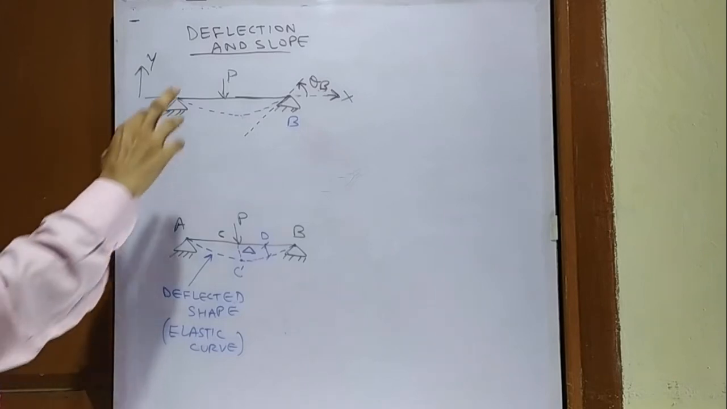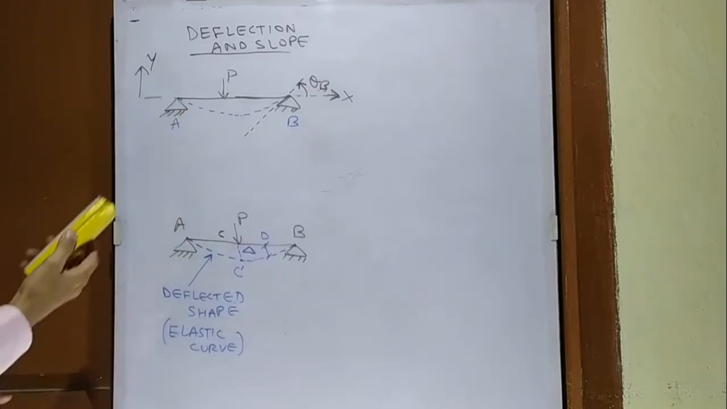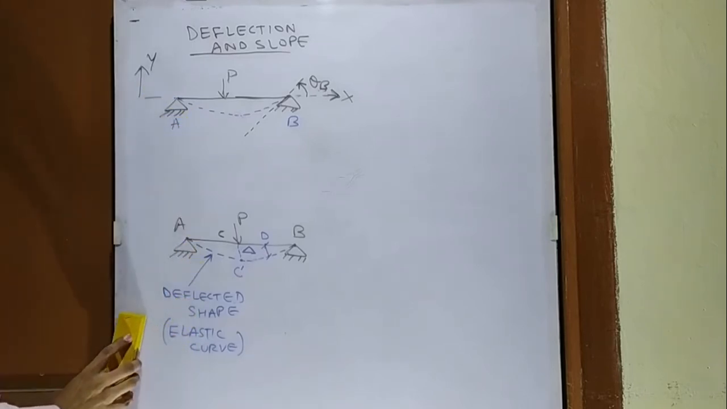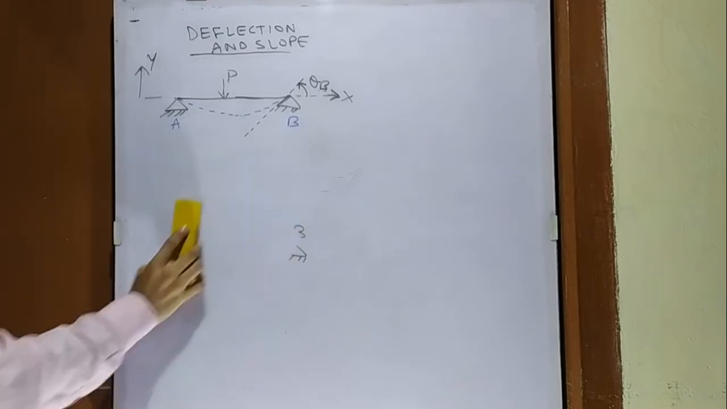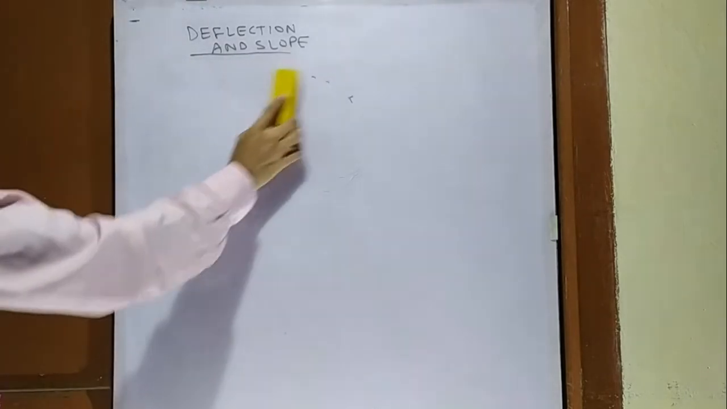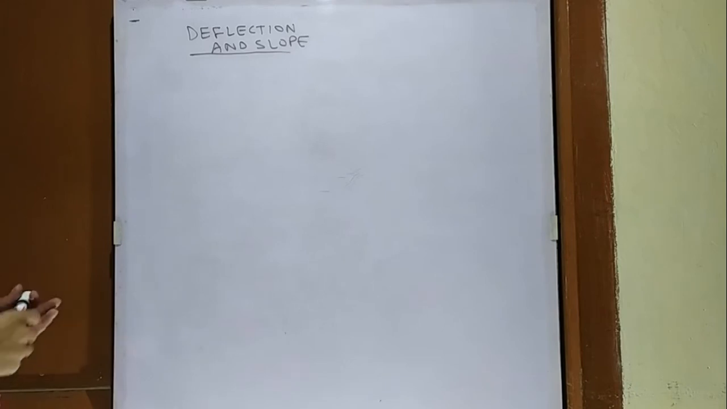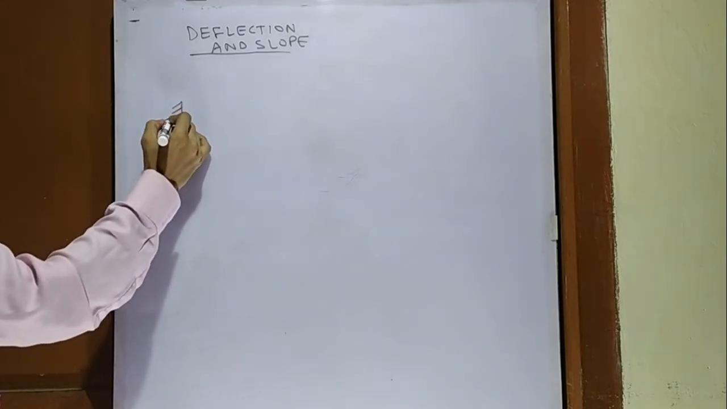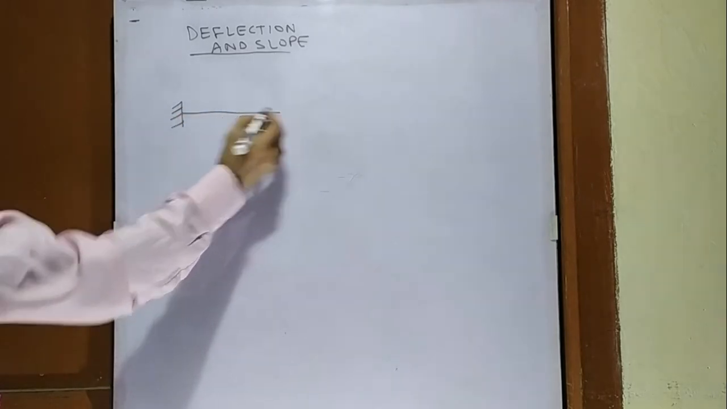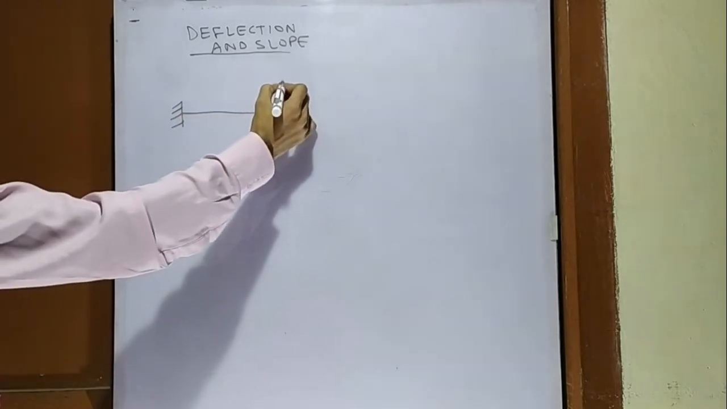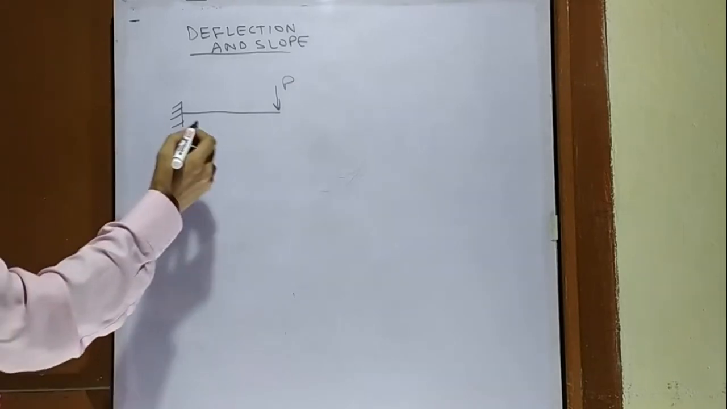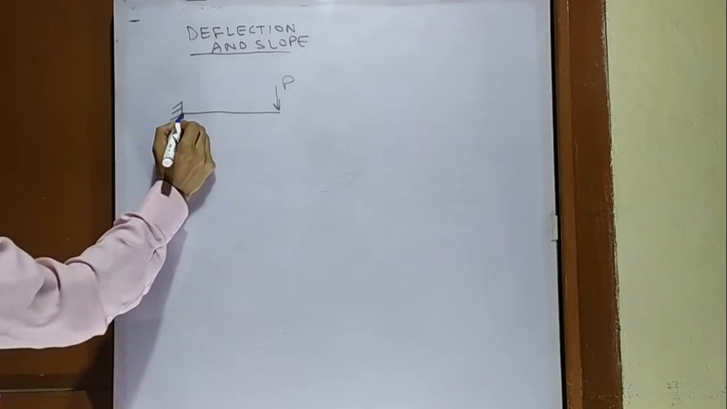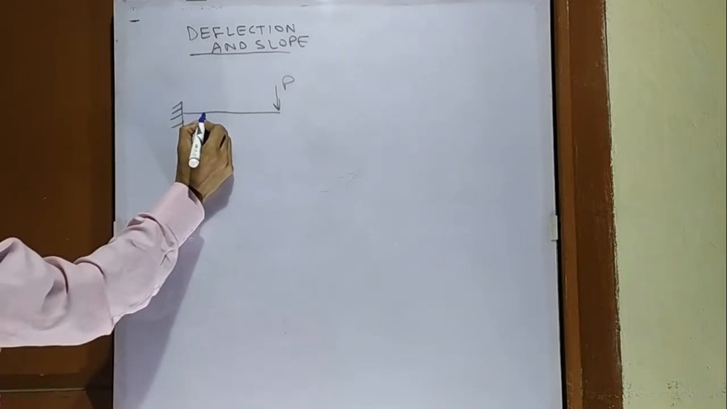Now, after understanding the slope and deflection, we will take some examples to understand these concepts clearly for different types of support. First of all, we will take a very simple example of fixed support. This is our symbol of fixed support, and this is the beam. Now if we apply a load here, what will happen? This beam will change its shape.